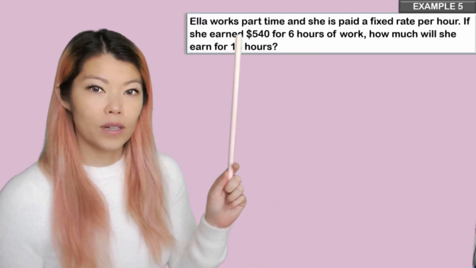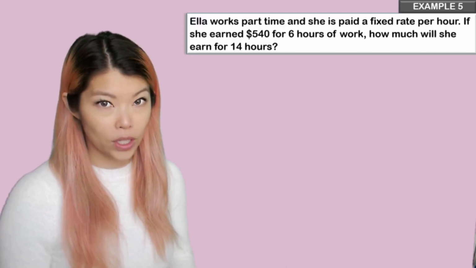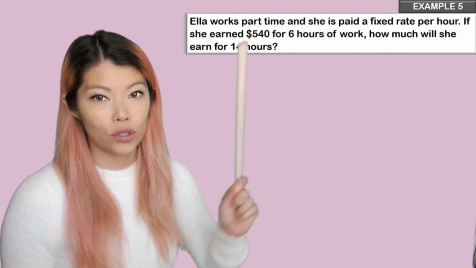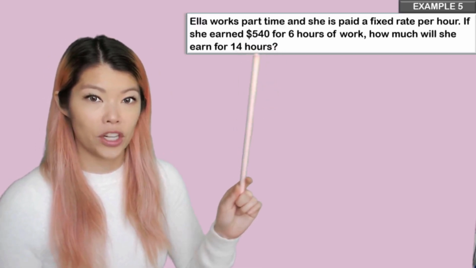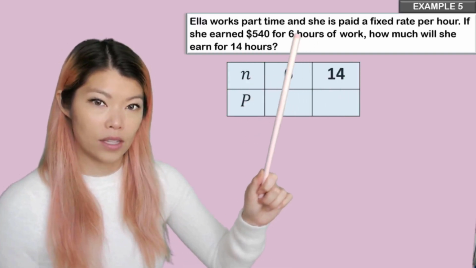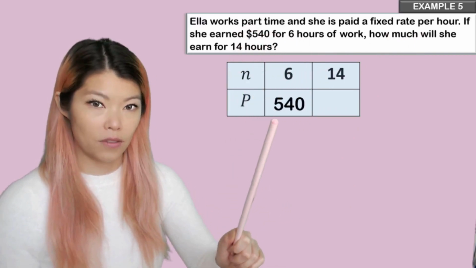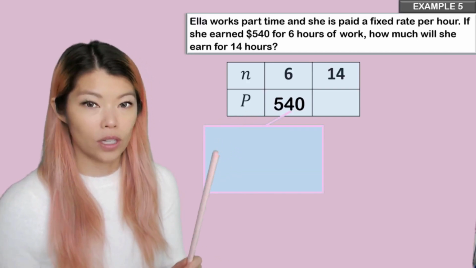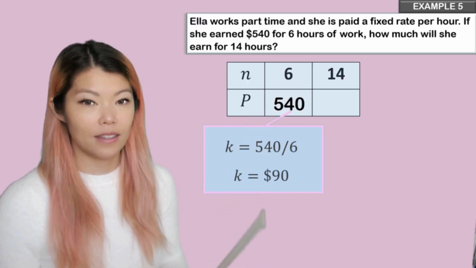Example 5. Ella works part-time and she's paid a fixed rate per hour. Fixed rate meaning it's directly proportional, the number of hours and how much she earns. If she earned 540 for 6 hours of work, how much will she earn for 14 hours? Well, we could draw a table to help us understand, where let's say P is how much she gets paid and N is the number of hours. So now the story has 6 hours and it's asking for 14 hours, but for 6 hours she's paid 540. So now from this we can obtain the K, how much she gets paid per hour, or the constant of proportionality, and that is 540 divided by 6, which is $90.